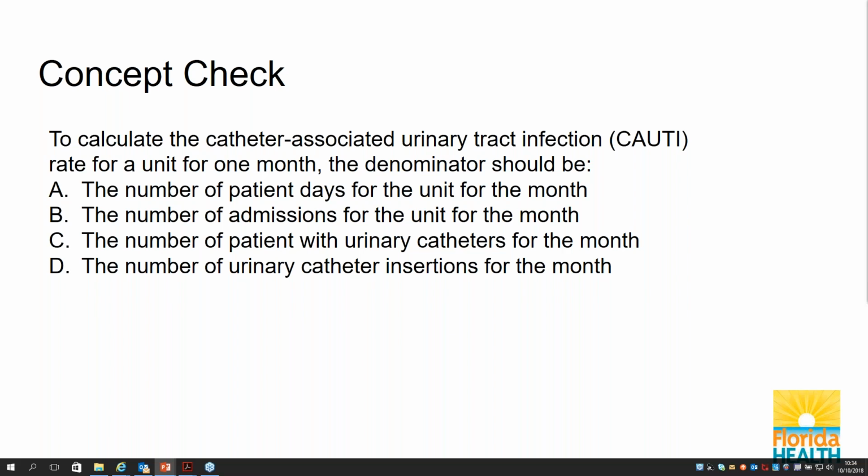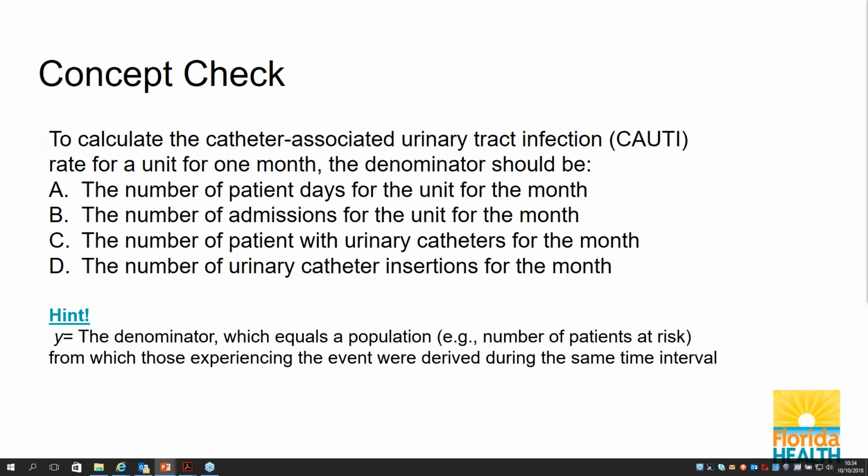So it's asking us for our denominator, which would be y, right? So y is the denominator, which equals a population from which those experiencing the event were derived during the same time interval. So with that hint, it should really help to guide you towards the correct answer.